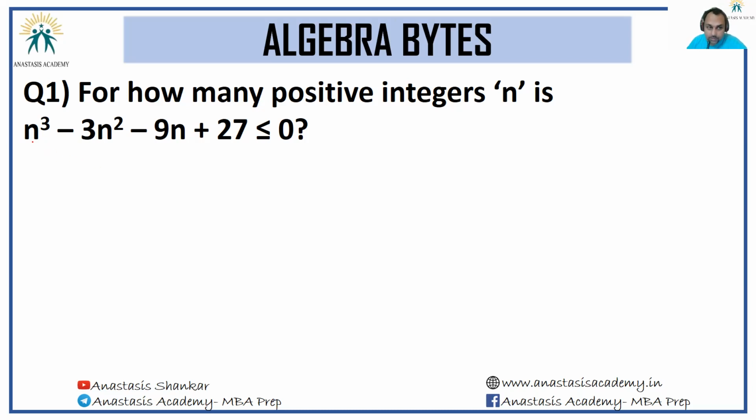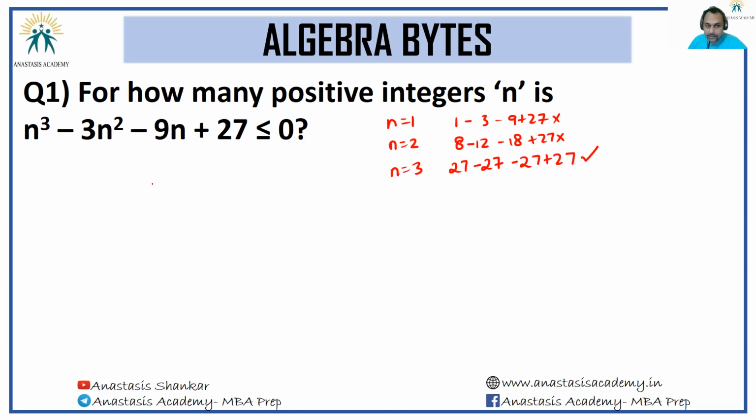So when we plug in values, 1, does it work? For n equal to 1, I would get 1 minus 3 minus 9 plus 27. No, doesn't work. For n equal to 2, 8 minus 12 minus 18 plus 27. No. For n equal to 3, 27 minus 27 minus 27 plus 27. Yes, so n minus 3 is a factor of this expression.